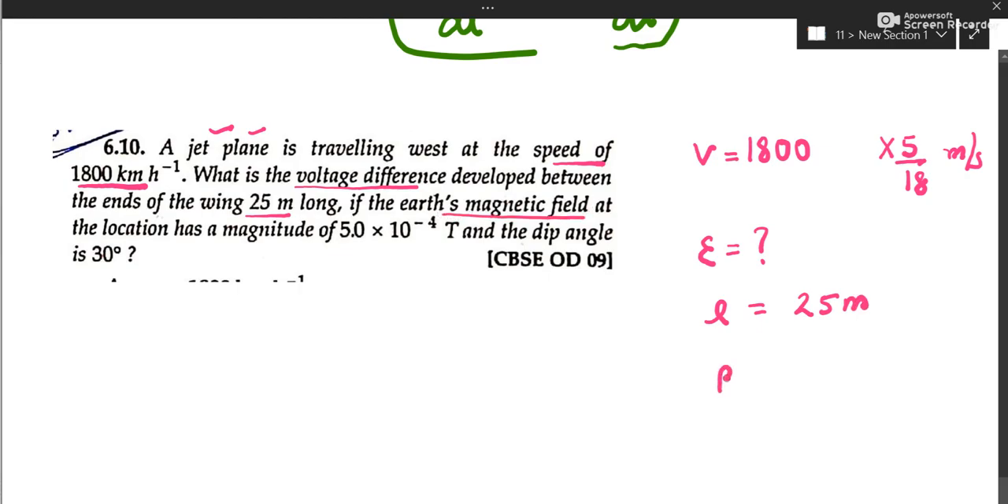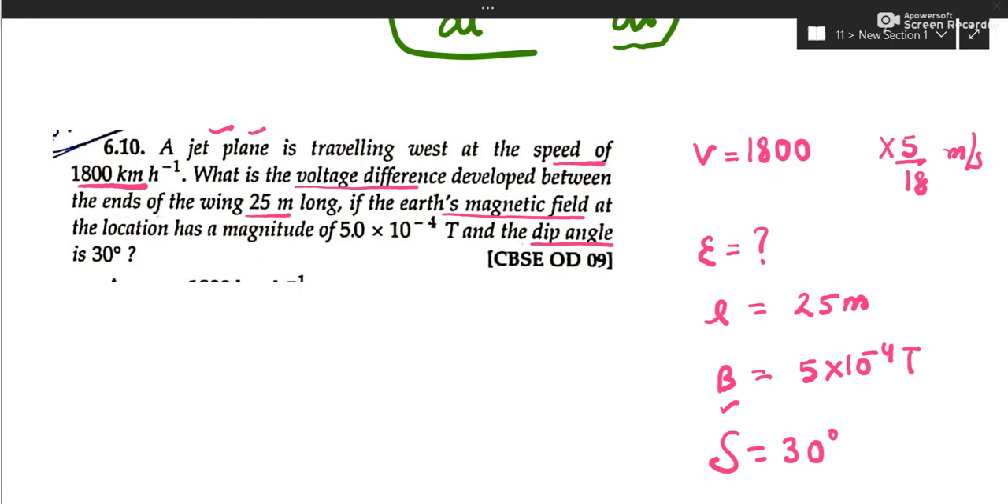Earth's net magnetic field at that location is 5 into 10 to the power minus 4 Tesla. Angle of dip is 30 degrees. Now look, the plane is traveling west. The plane is traveling to the west in air, obviously.